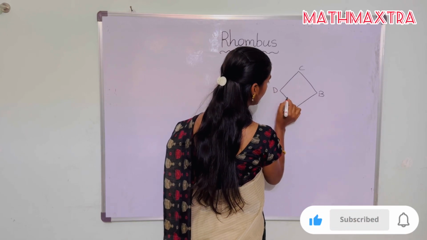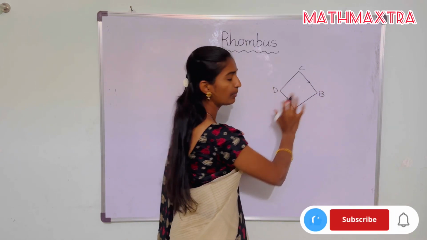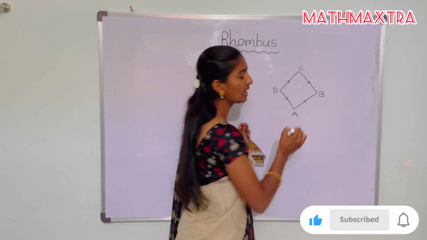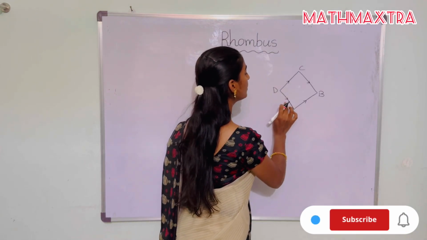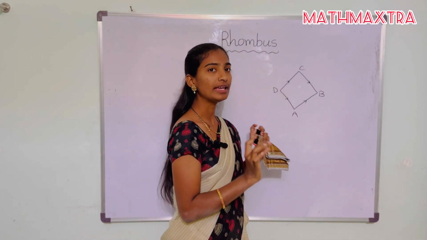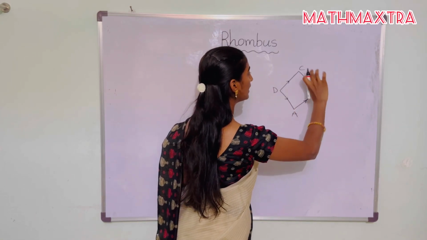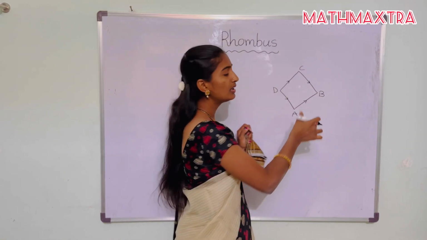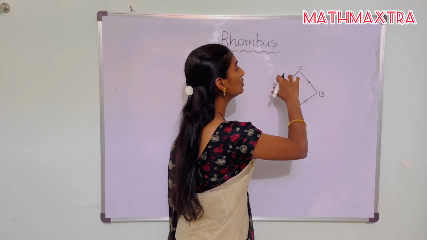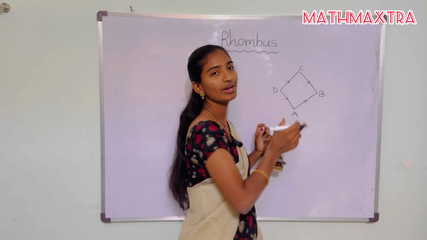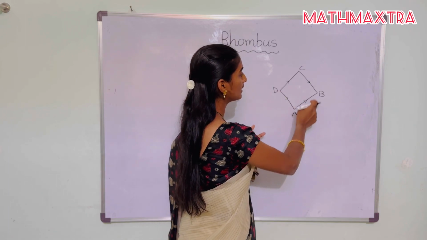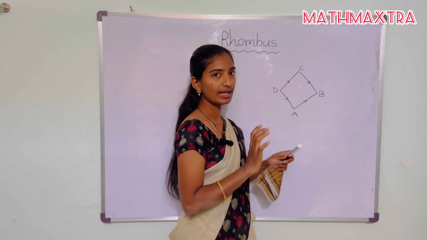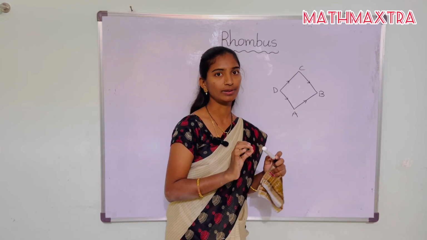See what happened? The opposite pairs of sides are parallel, right? These two sides are parallel as well as these two sides. And the adjacent sides are equal. If you take AB and BC, these two are adjacent sides of a rhombus, so they are always equal. And what about BC and CD? Those two are also adjacent sides, and they are equal. So if you go on like this, all the sides of a rhombus are always equal. So, in a rhombus, all the sides are equal.